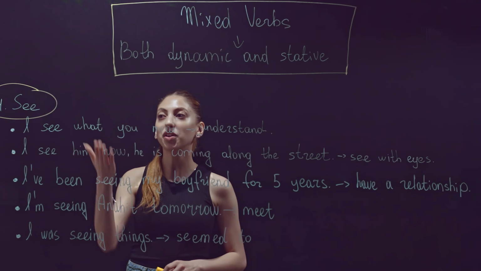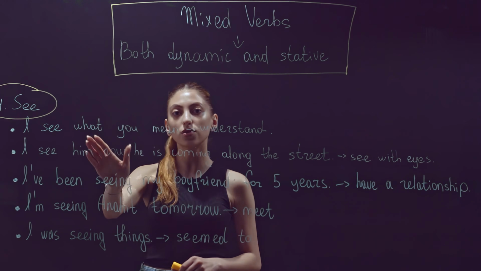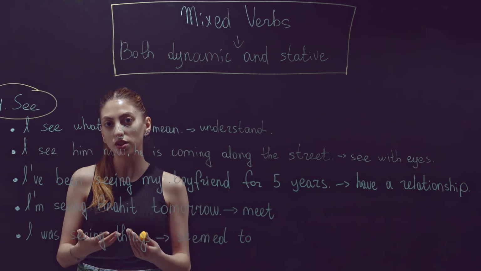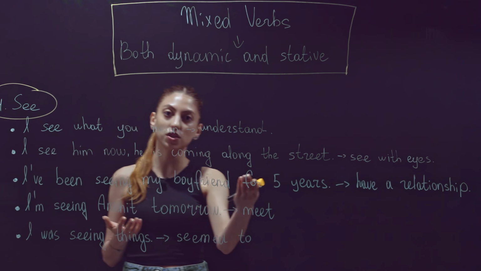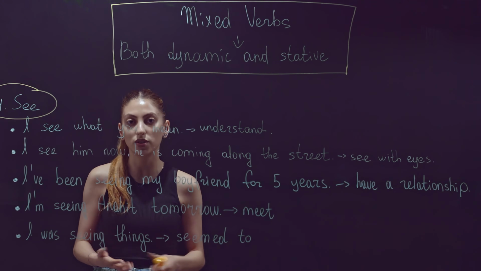Well guys, next one is stative verb see. Let's pay attention to the first two examples. I see what you mean. In that case, when I use see as a real stative verb, see means understand. Okay, I see what you mean. I understand what you are saying.